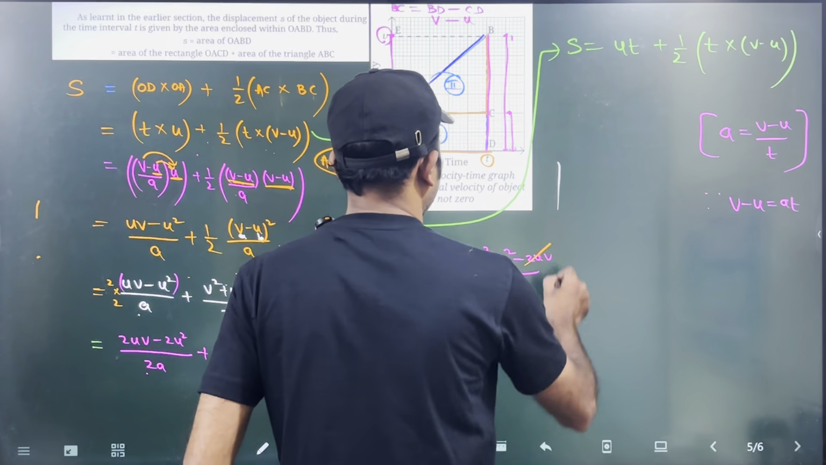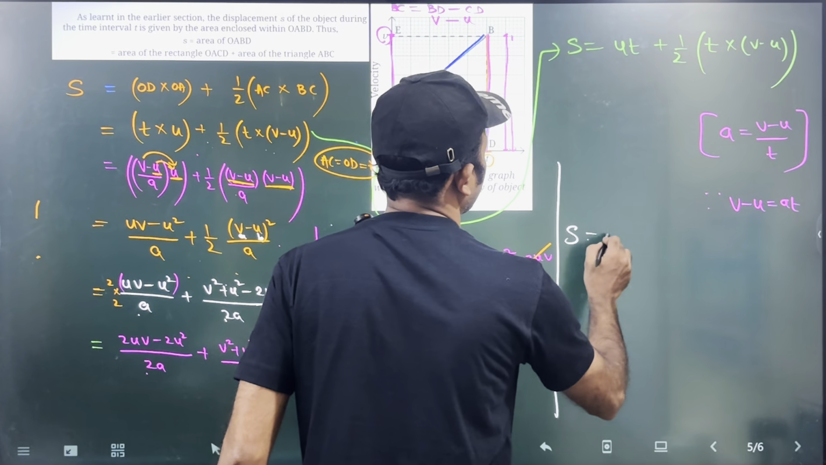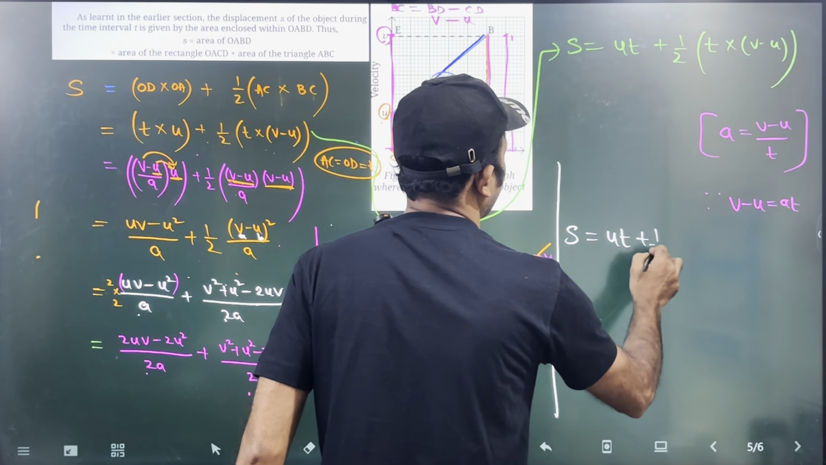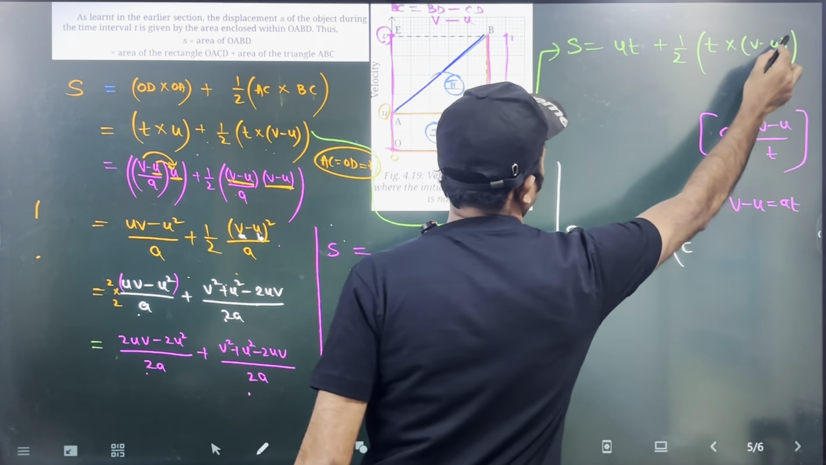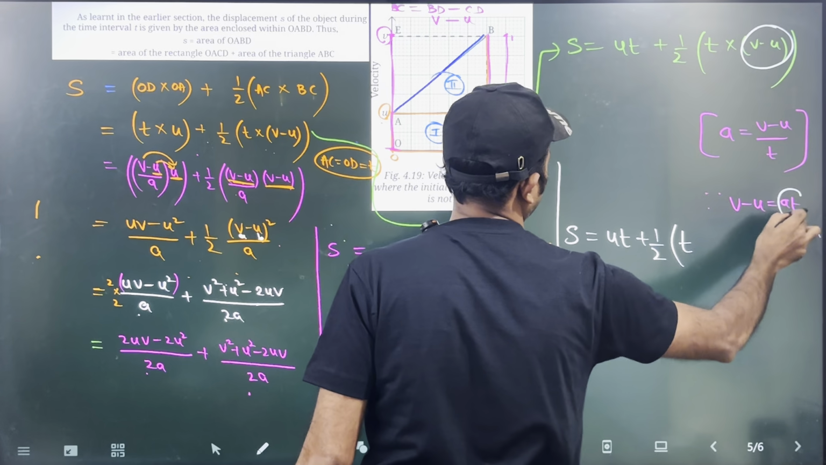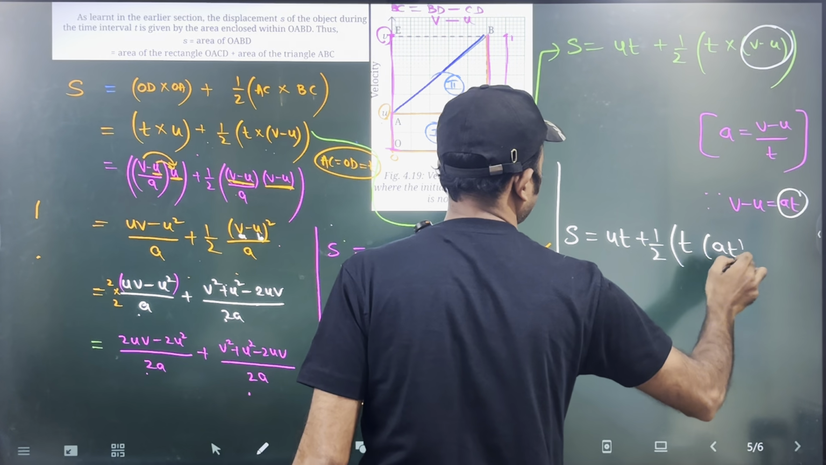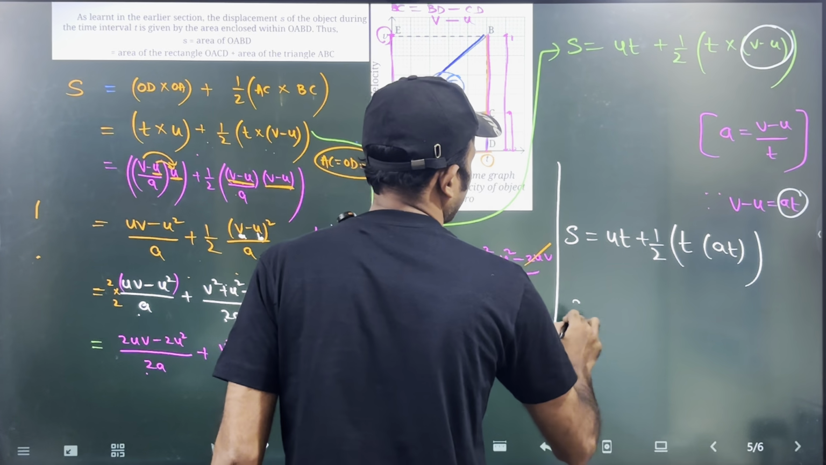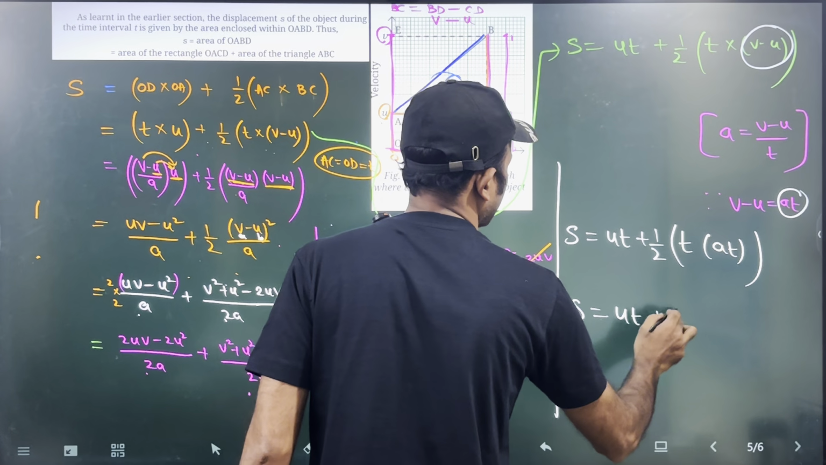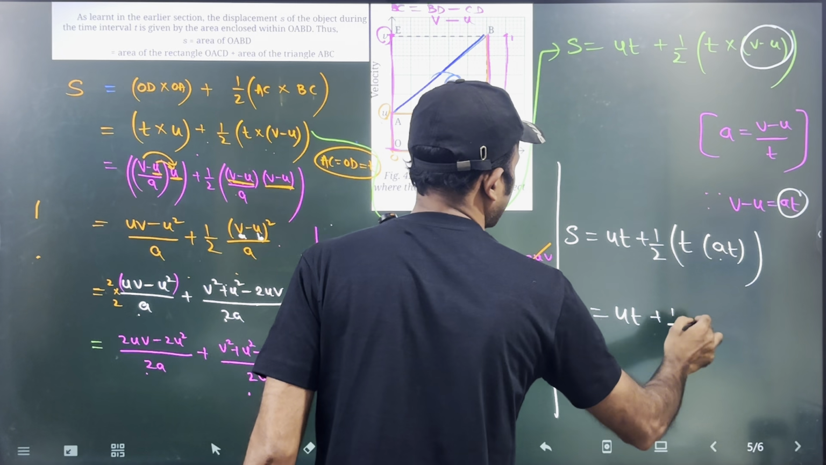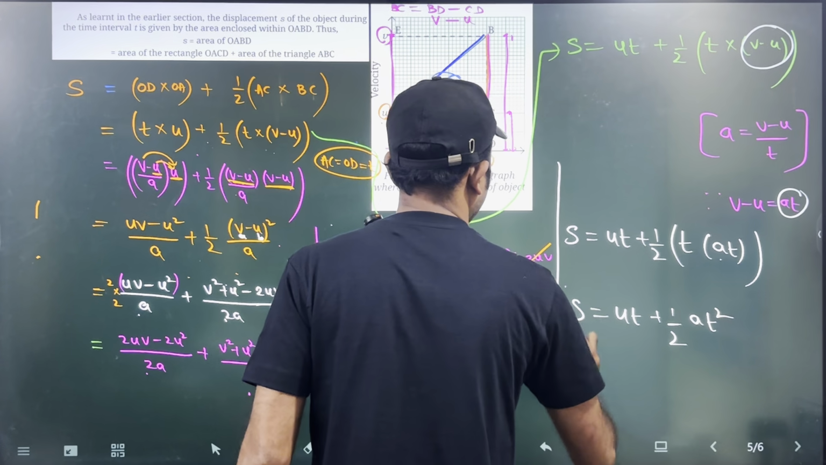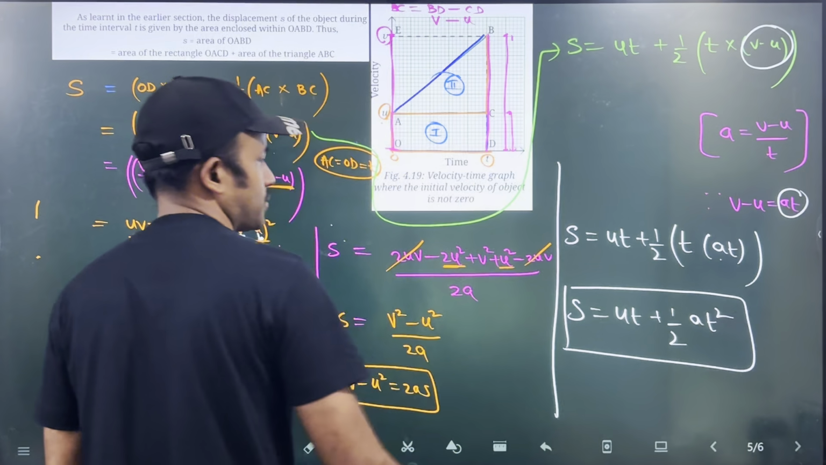In the place of s equal to ut plus half into t, in the place of v minus u, just put the at here. That's all. You will get ut plus half into a into t square. Okay, this is the second equation of motion.